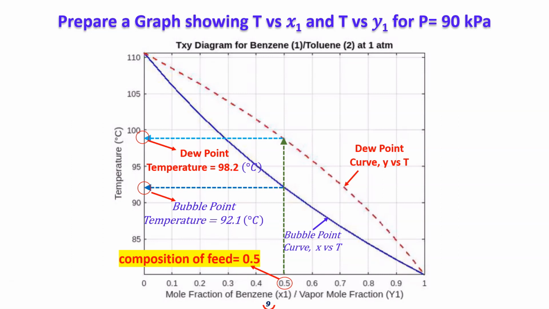Either we can do that graphically, or when we solve the problem in MATLAB, we can also solve it that way, no problem. If we take x1 equal to 0.5, we'll easily get the temperature, which is the bubble point temperature. And when y is equal to 0.5, what will be the temperature? That we can also get from the equation. Now this is the Txy diagram. That's it. Thank you.